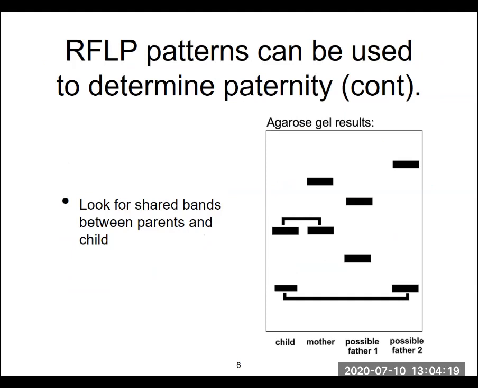So again, what we're doing is looking for shared bands between the parents: match up the mother and the child first, and then find the father's band matching up with the child's band. So again, eliminate that person and make sure that this one is a possible parent.